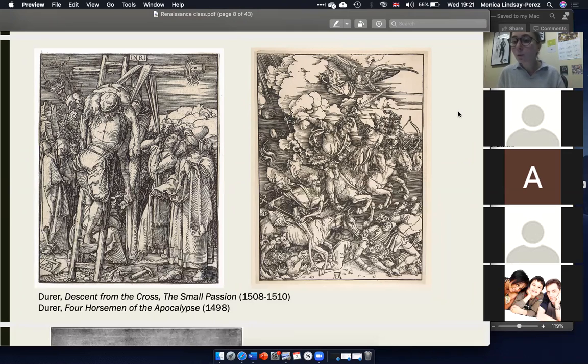Italy gets all the attention. So when you think about the Renaissance, you'll definitely be thinking about Italian artists. But in the north of Europe, you get artists like Dürer, who are producing these woodcuts, which are also very famous Renaissance works, even though they look completely different to anything we've looked at so far in this Renaissance class.